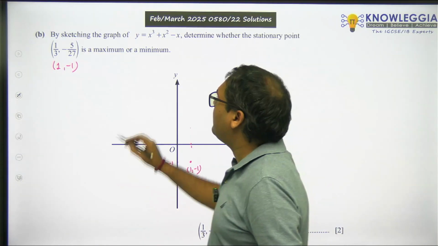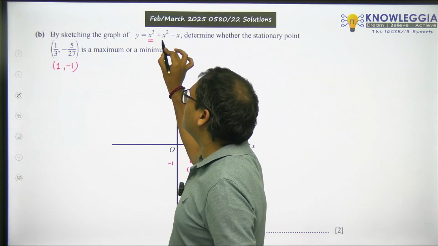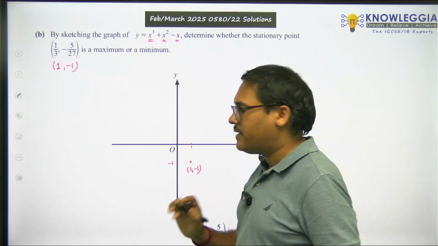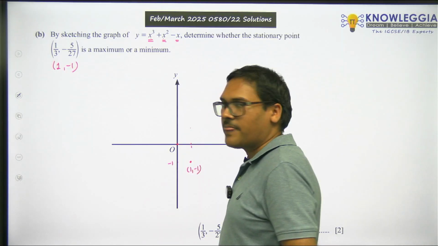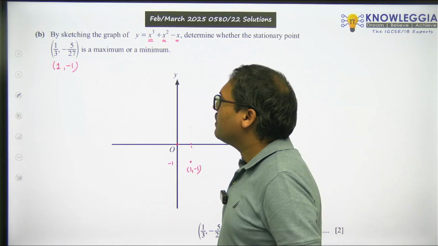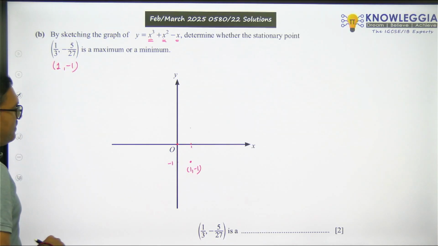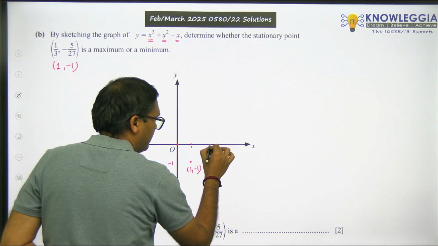You can clearly see at x equal to 0, what is the y-intercept? At x equal to 0, if I put this, this is 0, 0, 0. That is, the y-intercept is 0. This is the turning point. What is the other turning point? This is 1 by 3 comma minus 5 by 27. So this is 1 by 3.